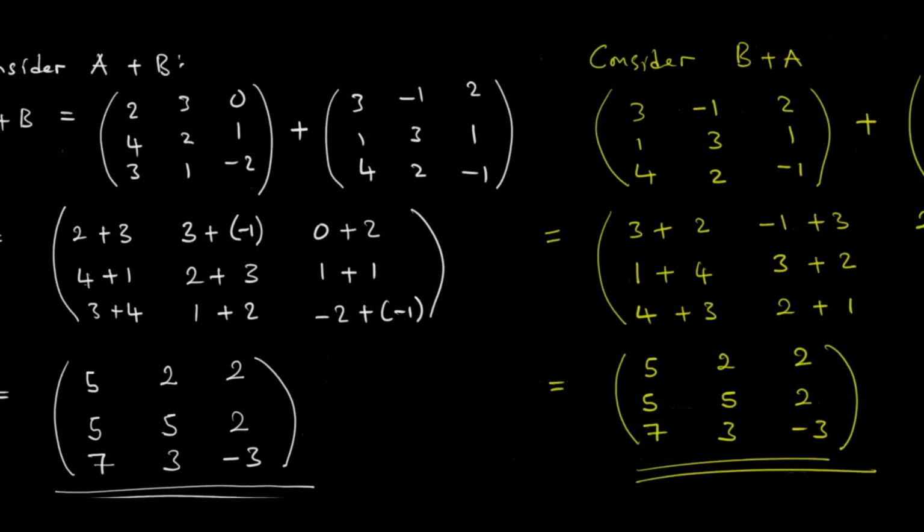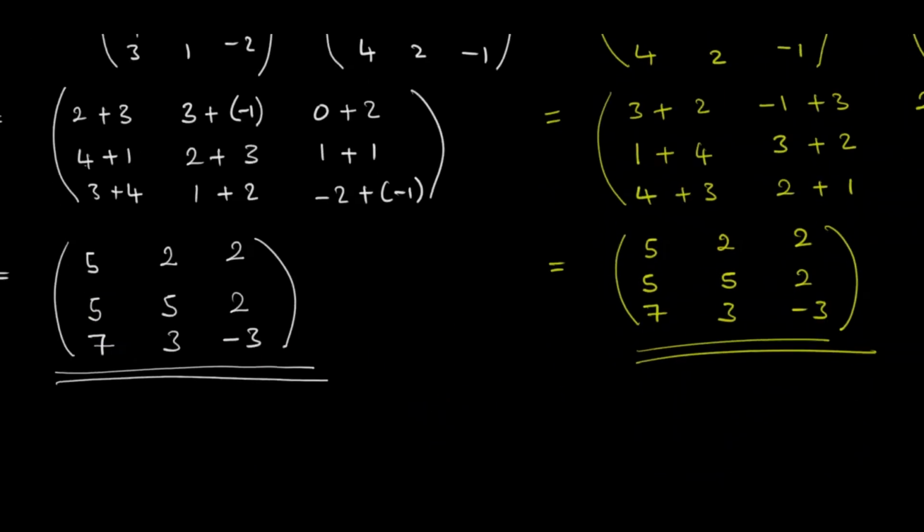So the duty now is to compare these two. 5, 5, 7. So we have to compare. What we do now is make sure that we see equality at every particular position. So here we have 5 and there we have 5. 5, 5, 7, 7. Then 2, 2, 5, 5, 3, 3. 2, 2, 2, 2, minus 3, minus 3. Because they are the same, we can then make a conclusion. Therefore, A plus B is equal to B plus A.